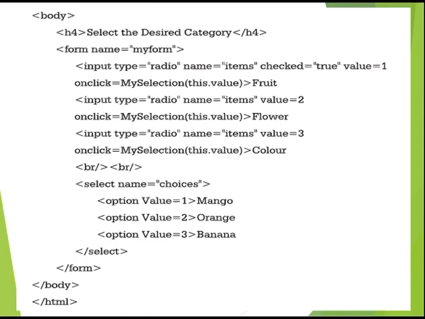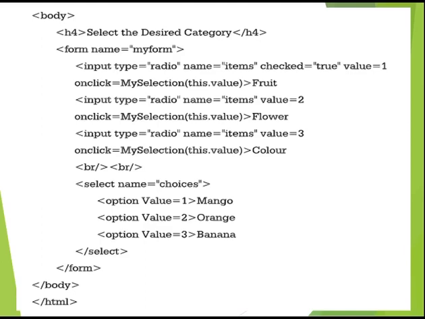Now open the form tag, then write in H4, Select the desired category. Then close your H4 tag. Then open the form tag. Now we'll design the form over here. The name of the form is myForm. Then radio buttons we are taking, right?